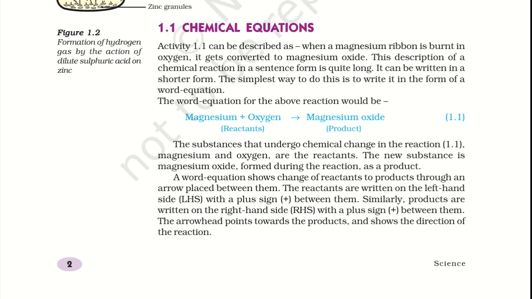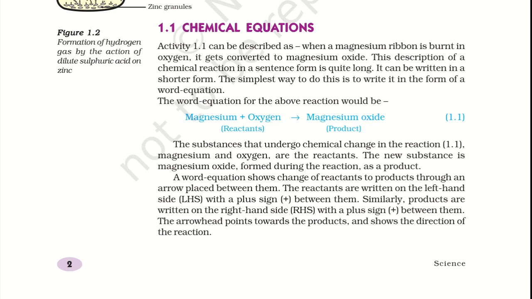The substances that undergo chemical change in reaction 1.1, magnesium and oxygen, are the reactants. On the left hand side of the arrow are two substances, magnesium and oxygen, and these are called reactants. That means they react to form a new product with totally new properties. The new substance is magnesium oxide, formed during the reaction as a product.